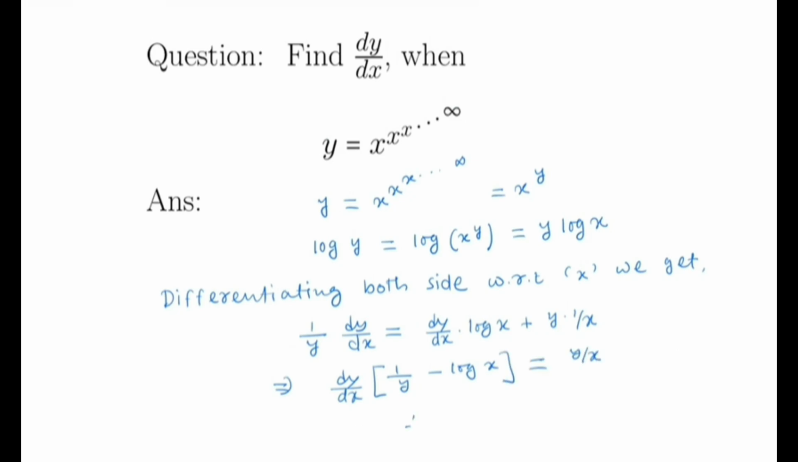is equal to y by x. So dy/dx is nothing but (y by x) divided by (1 by y minus log x), which is the required answer.